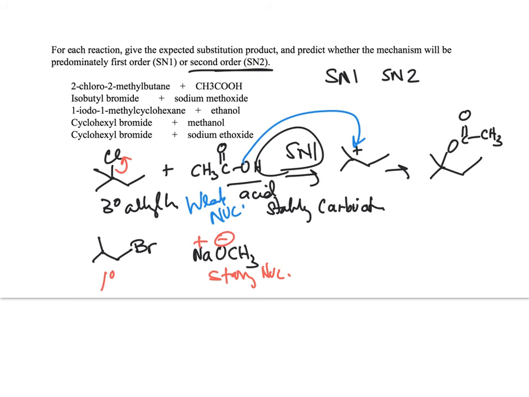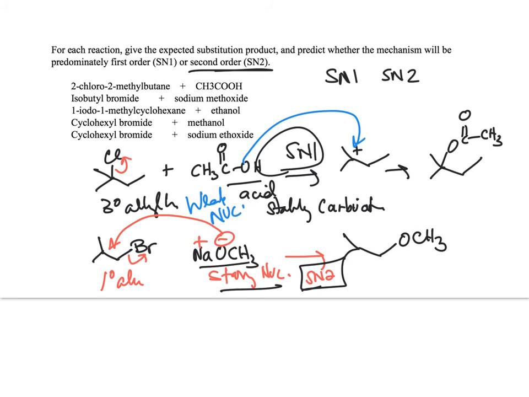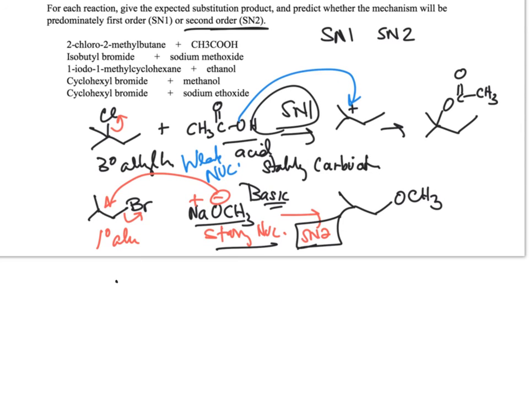This is a primary alkyl halide. So this is definitely going to be an SN2. And you're going to get OCH3. So that's definitely SN2, strong nucleophile. Those are actually basic conditions. Basic conditions do not stabilize a carbocation. Carbocations need acidic conditions.